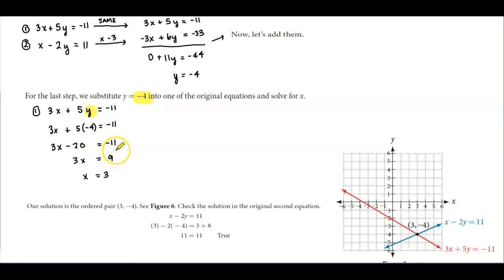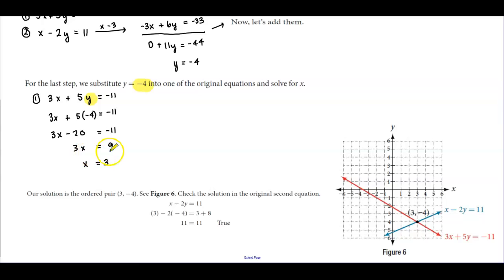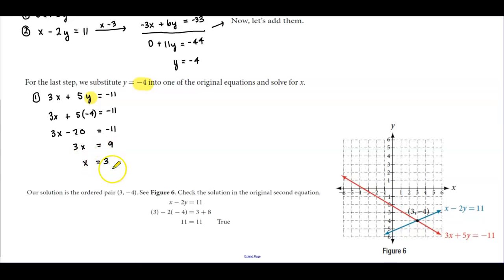We're going to add 20 to both sides. 20 minus 11 is 9. And then divide both sides by 3, and we get x equals 3. So our x coordinate is 3, our y coordinate is negative 4. So our solution is that ordered pair, 3, negative 4.